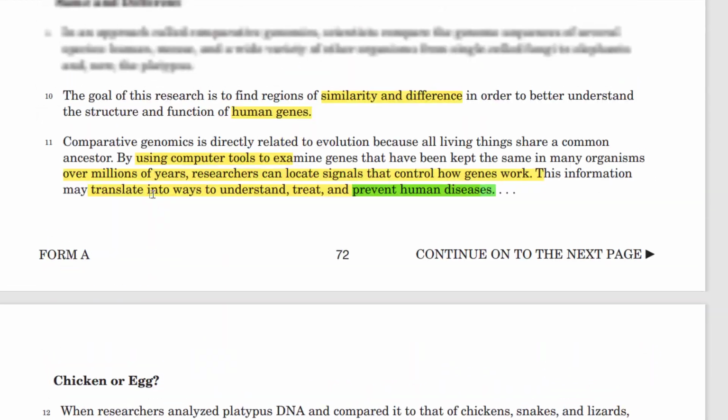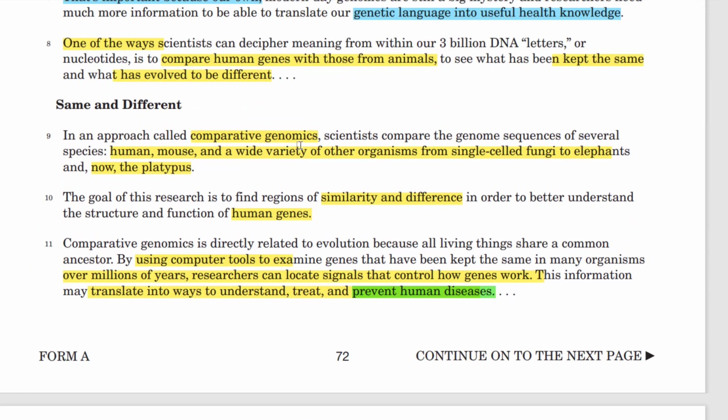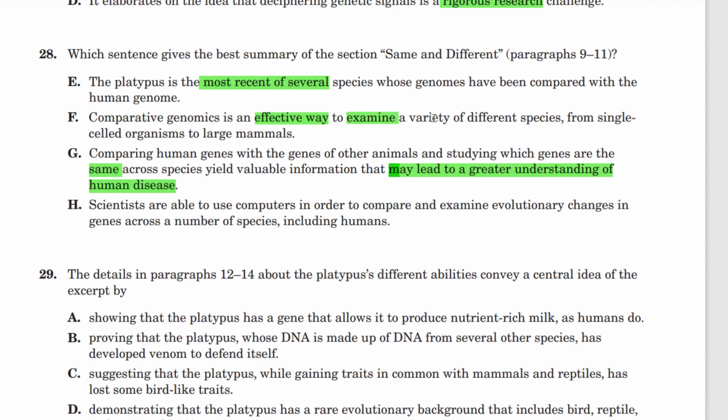It's an effective way. In approach to genomics, compare the genome sequences of several species, right? Okay. And by the way, examine a variety of different species. Notice this says nothing about examining the DNA. That's a killer for F. It is not talking specifically about the DNA.